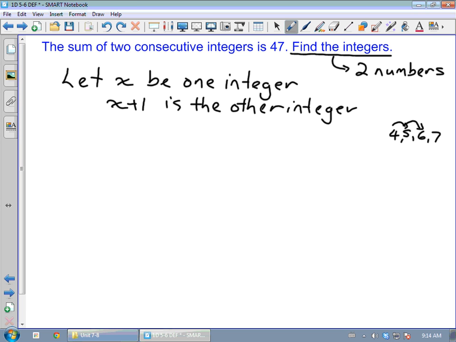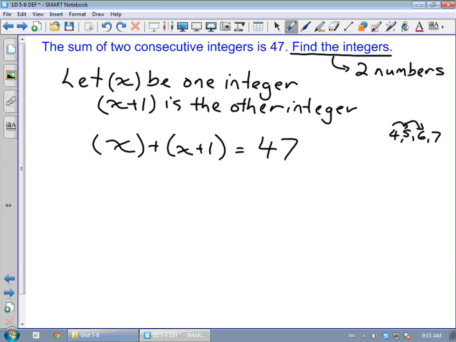The sum of these two integers is 47. So what do we have to do with x and x plus 1? When you see that word sum, what operation are we thinking? Addition, subtraction, multiplication, or division? Sum means we're adding them. So if we take one integer, x, and we add the second integer, x plus 1, we are going to get 47. And that is step 4 there. We have combined our two expressions into an equation.